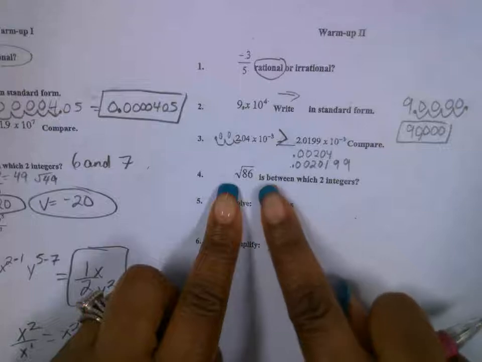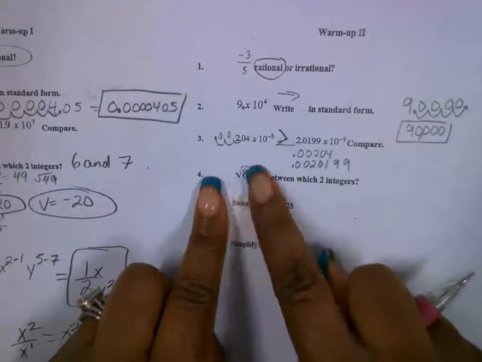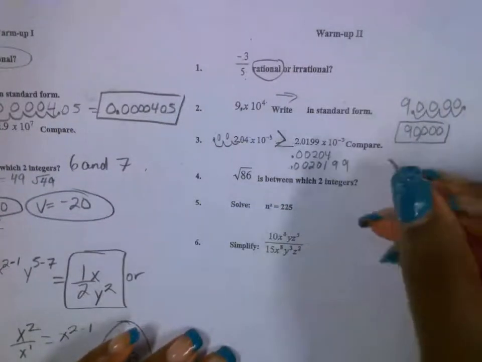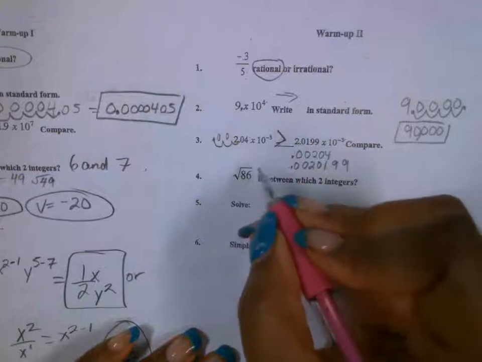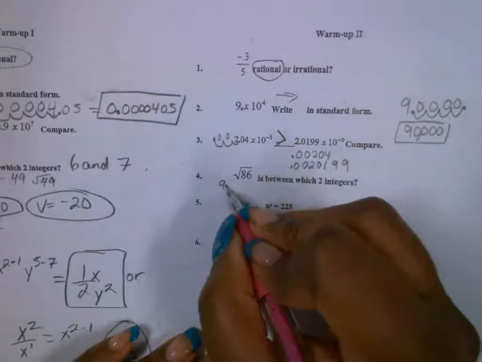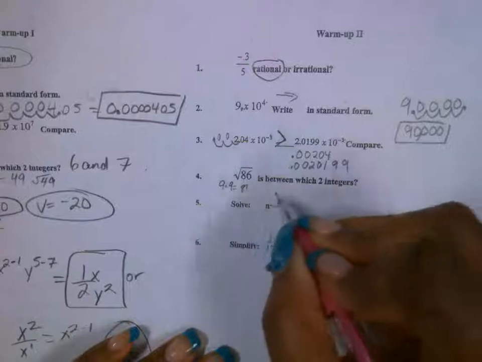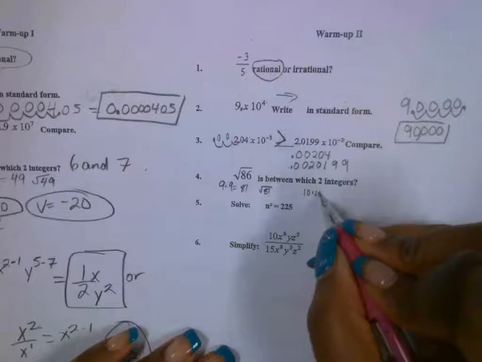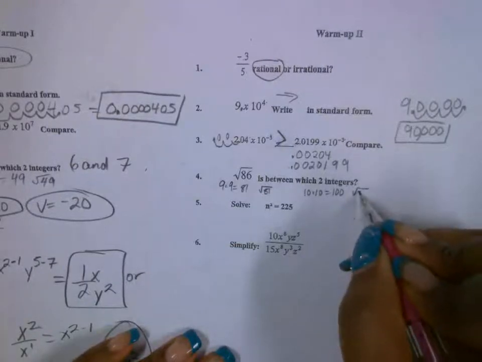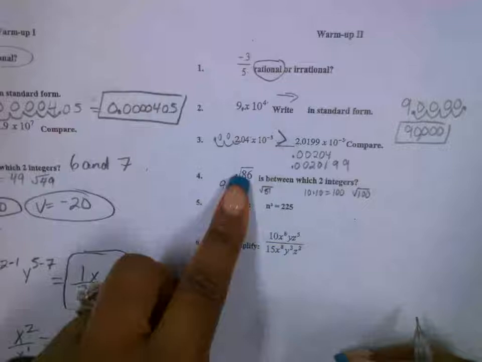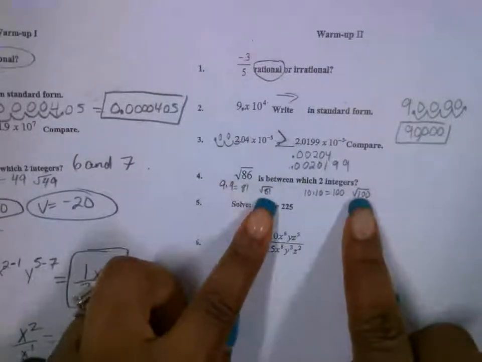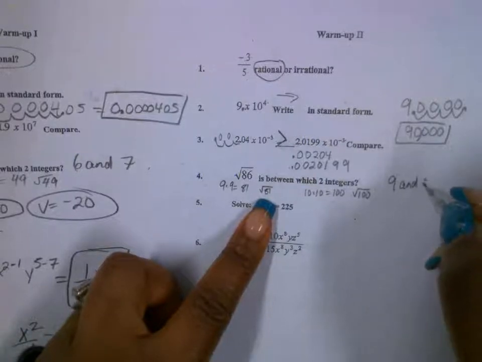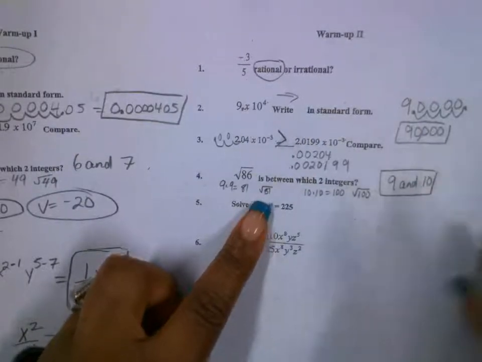The square root of 86 is between which two integers? Yes, 9 and 10. Not 9 and 2. 9 times 9 is what? 81. So the perfect square is 81. Then we got 10 times 10, which is 100. So the other perfect square is 100. The square root of 86 is between these two perfect squares, so my answer is 9 and 10. Please make sure that you show your work, okay?